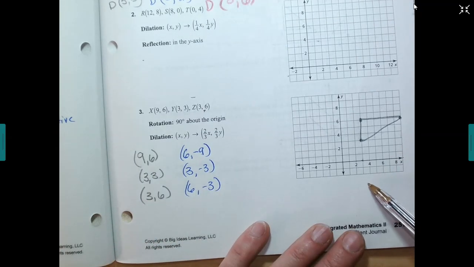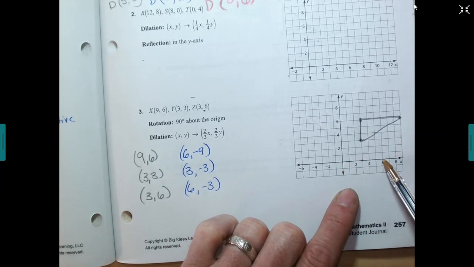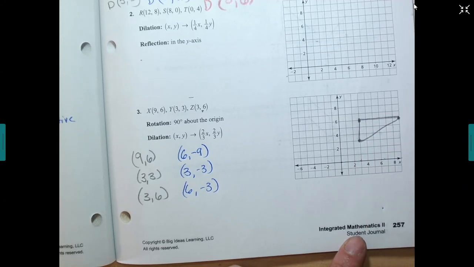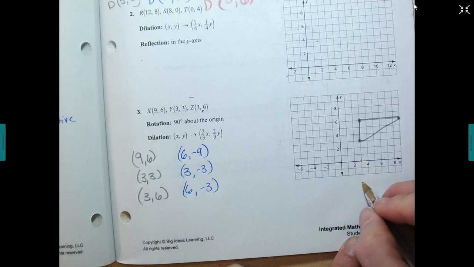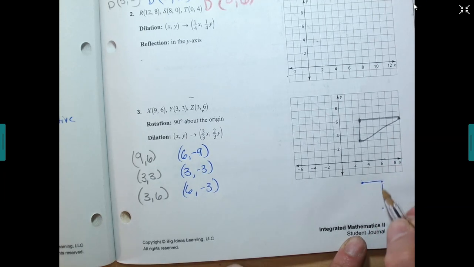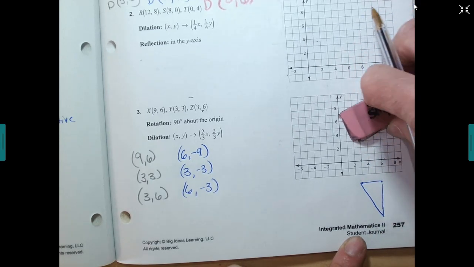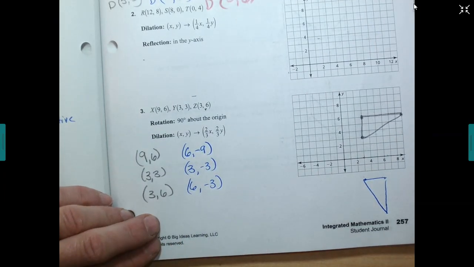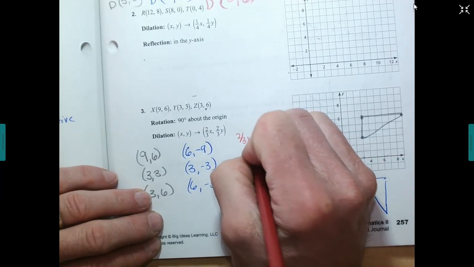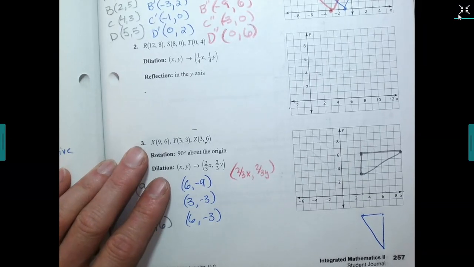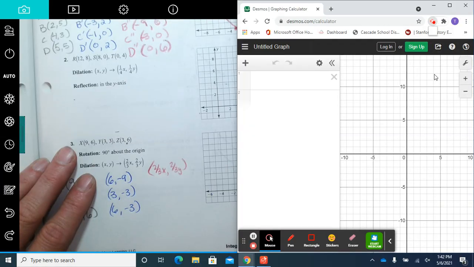So how come that's not on my graph? 6, negative 9. It's way down here. 3, negative 3, and 6, negative 3. So it should look like that from here, here. And then we go 2/3, so that would be multiplying. We have a scale factor of 2/3. So I need to check and see what's wrong with this one. So give me a second, and I will be right back.